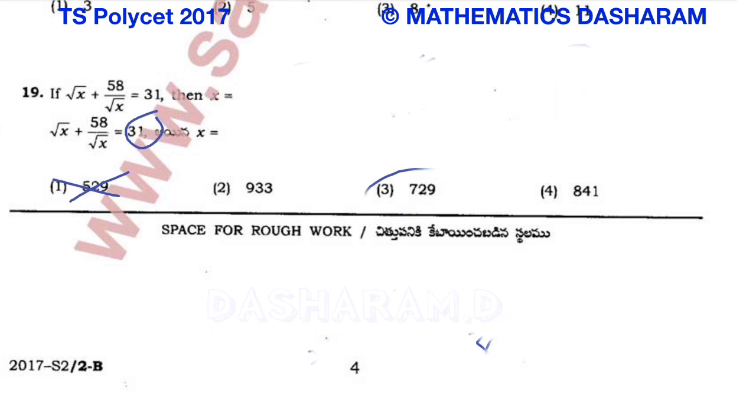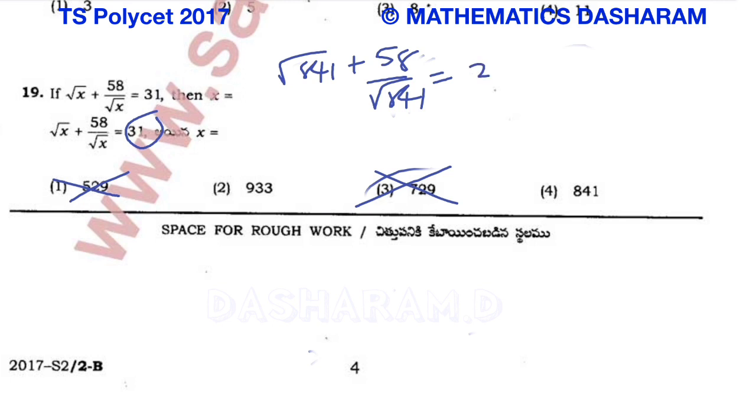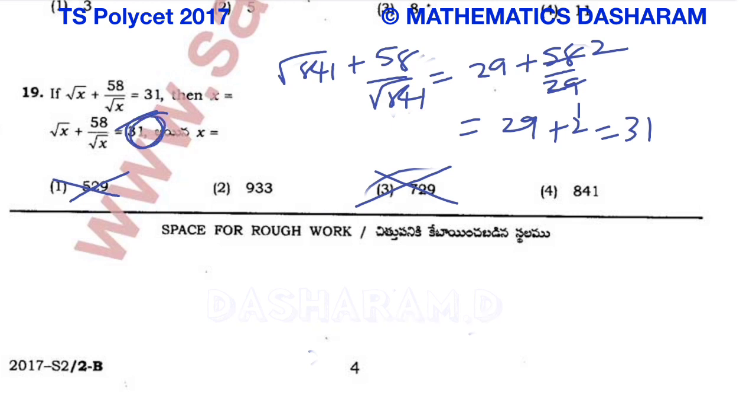Next, the remaining option is what? 841. So root 841 plus 58 divided by root 841. Root 841 is 29, plus 58 divided by 29. 29 ones are 29, 29 twos are 58. So 29 plus 2 equals 31. In the question also we have 31. So option 4 is satisfied. It is the required answer.